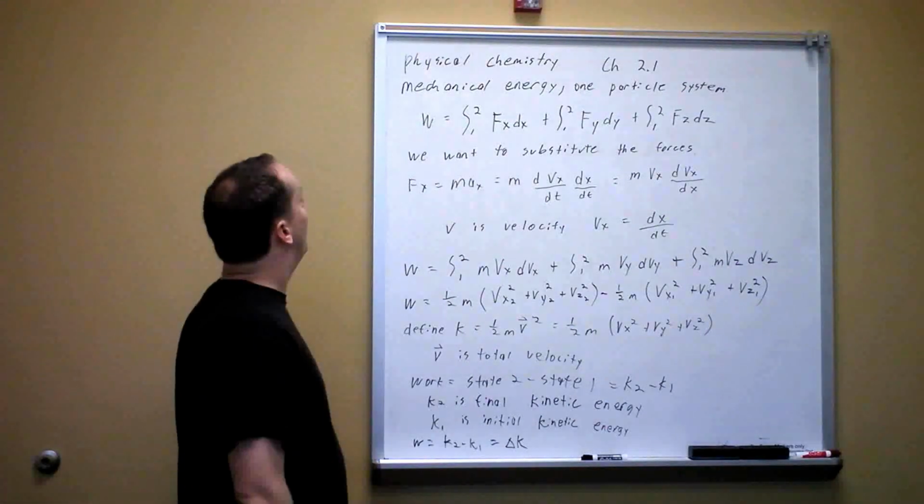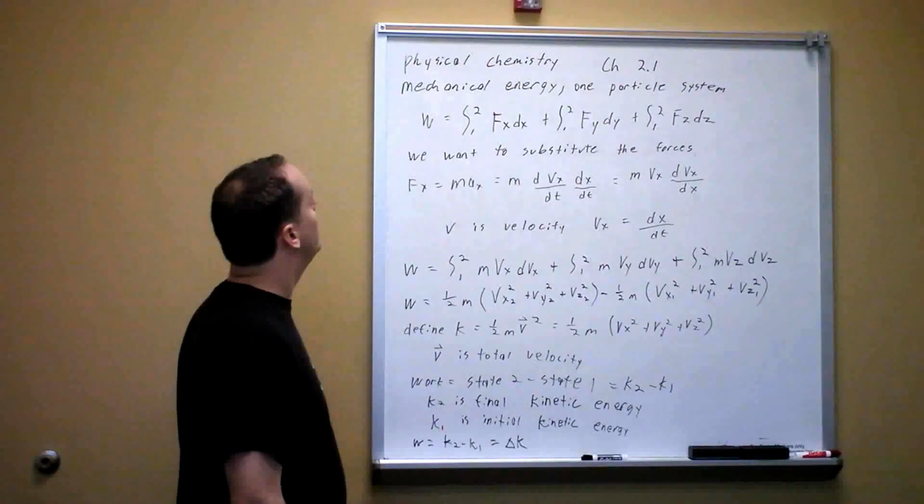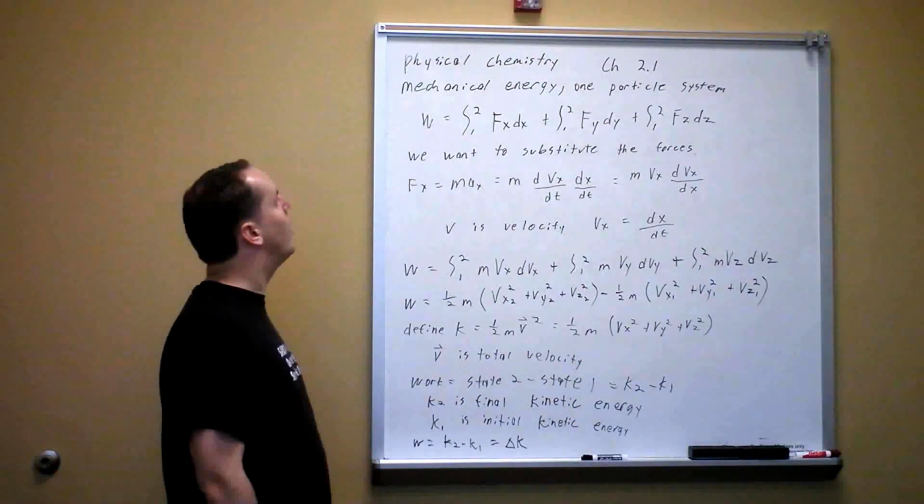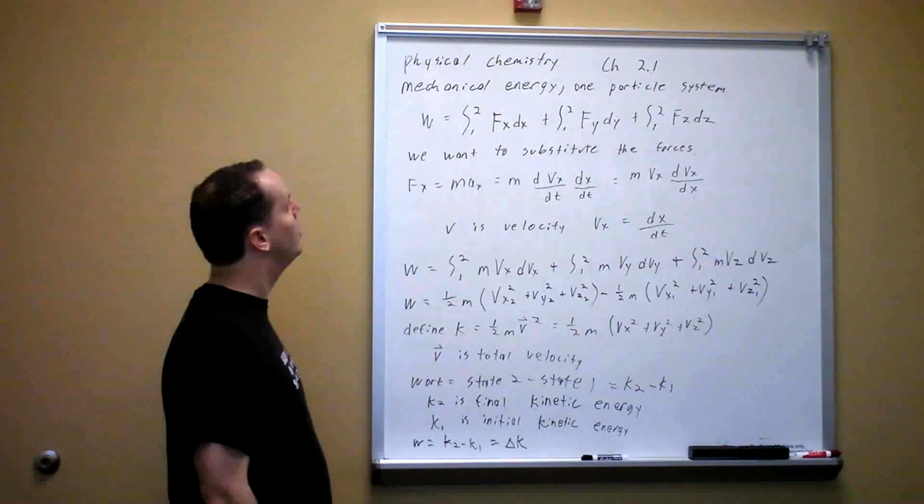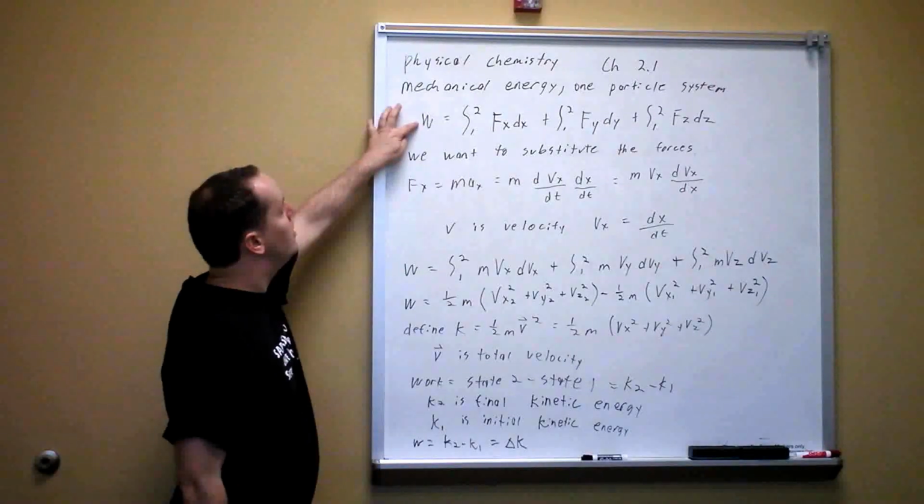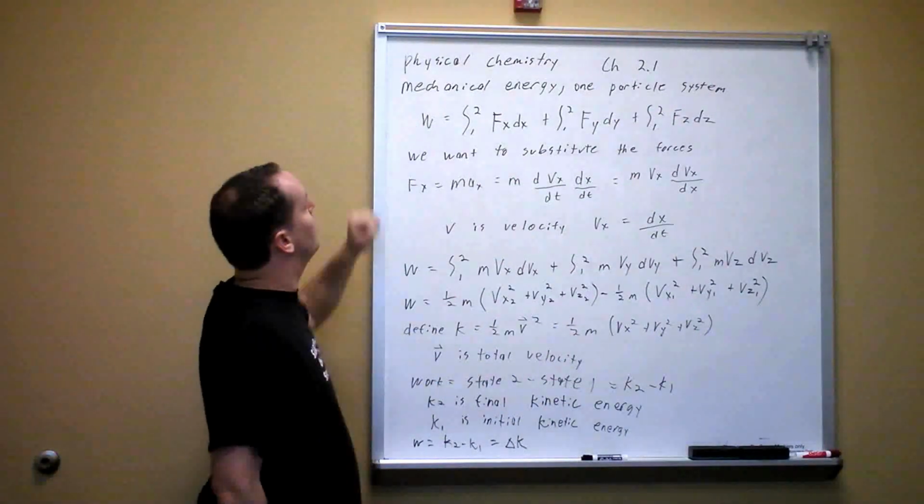Continuing chapter 2.1 of physical chemistry, now we're going to talk about the mechanical energy of a one-particle system. We just talked about before how work is equal to the integral of force times distance. That was in one dimension. Now you can see how if you have motion in all 3 dimensions, you do the integral separately.